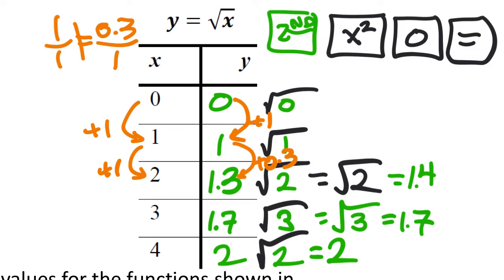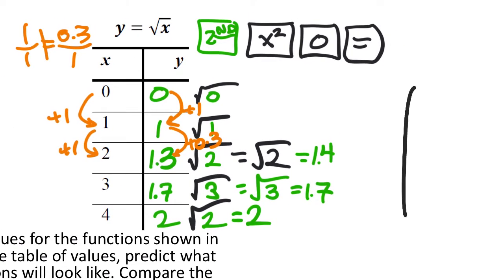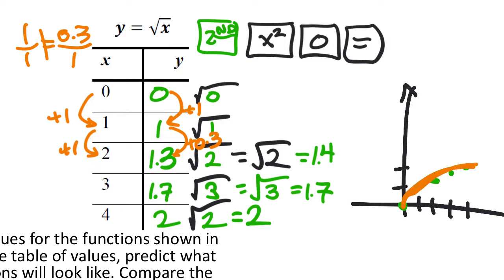And then finally, the graph for this one would look something like this. So we have 0, 0, 1, 1, 2, 1.4, about right there, and then 3, 1.7, and then 4, 2, right? While my graph may be kind of poor, if you were to actually graph it, it curves like this. And since it's a curved line on the graph, automatically this one would not be linear.